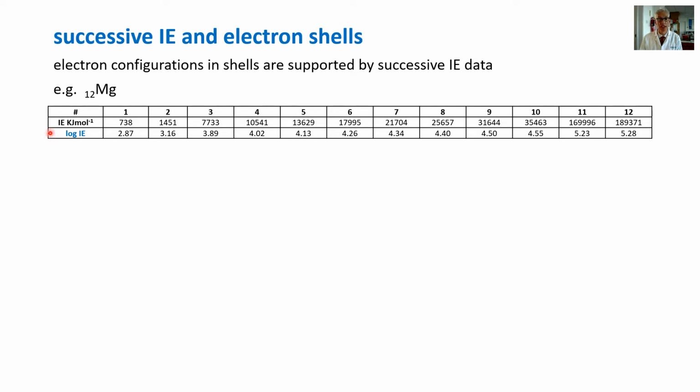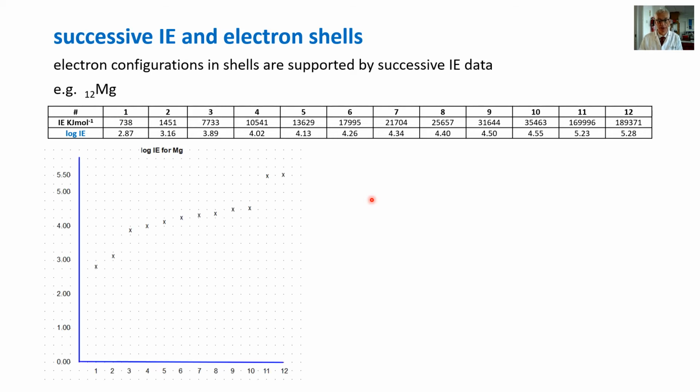Now that does not make for sensible graphing, so that's why chemists and physical scientists convert data of that range into logarithmic data. So I've taken the logs of those data, logs to the base 10, and I'm going to plot the log to the base 10 of the ionization energy against the successive ionization energy number. And here is the resulting graph.